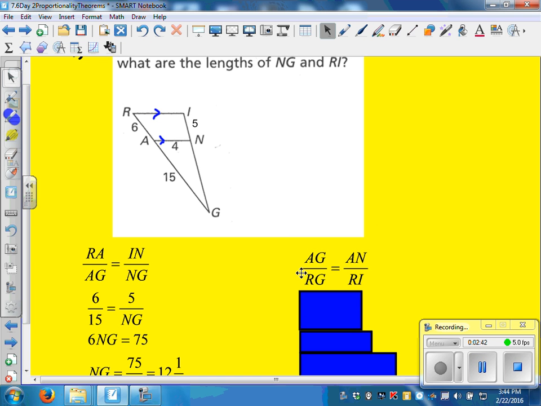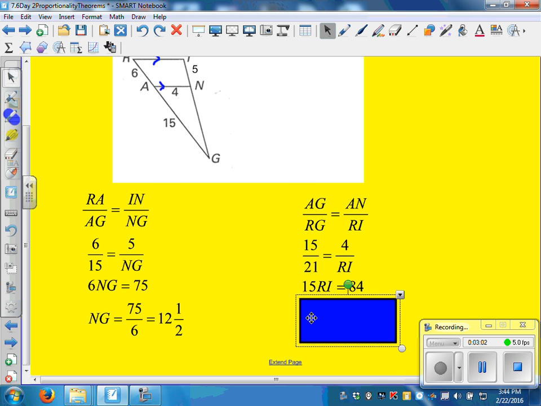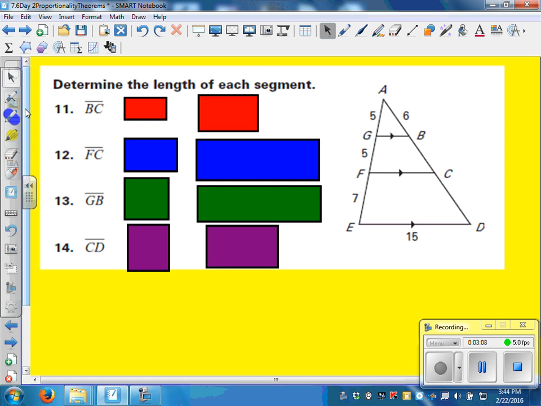Likewise, you can set up this proportion that AG over RG is equal to AN over RI, and that's true in the case of the similar triangles. Solving, 15 over 21 equals 4 over RI. 15 RI equals 84. RI equals 5 and 3/5. For 11 through 14, here are your answers.